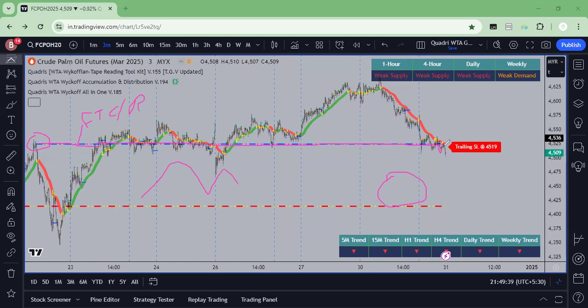Now, if this is the true potential, then it will come down at least to this particular level. So please keep me updated about this one. 4450 should come up to 4450, around 4450.